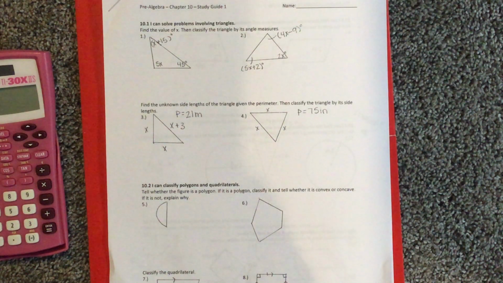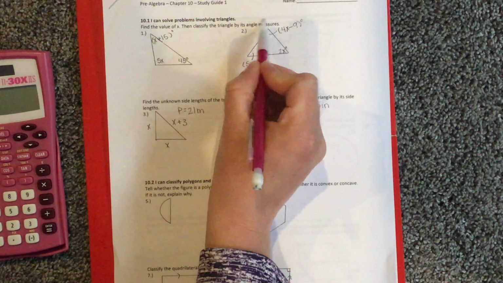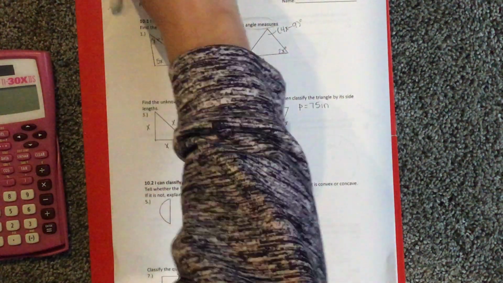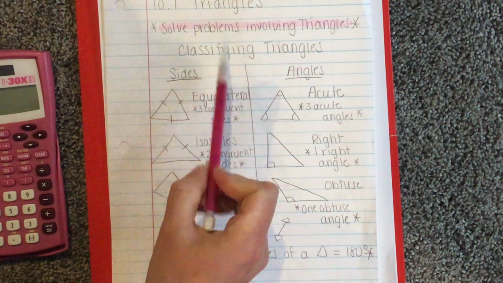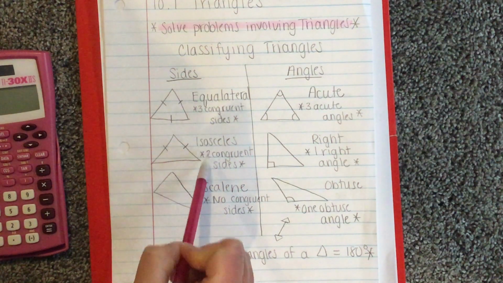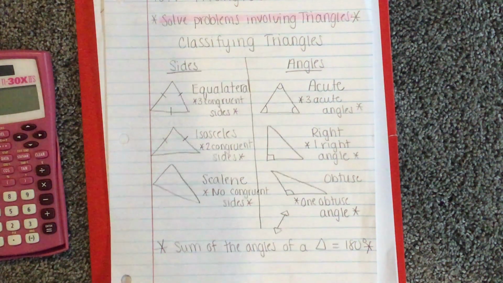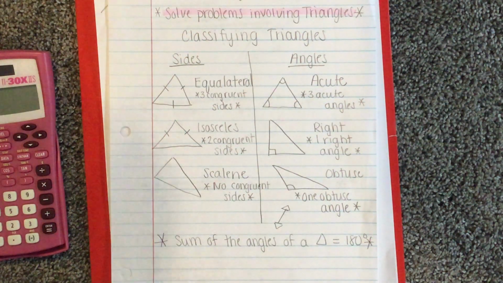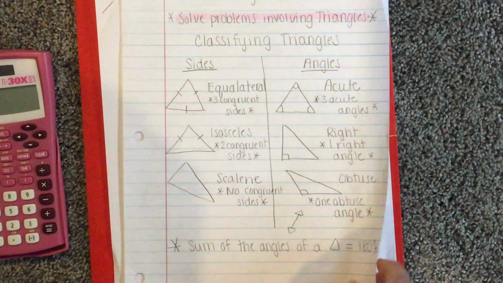Okay, 10.1. I can solve problems involving triangles. Find the value of x, then classify the triangle by its angle measures. If I look back at lesson 10.1, we were classifying triangles by side lengths: equilateral, isosceles, scalene, and by angles: acute, right, and obtuse. And very importantly, it says the sum of the angles of a triangle equals 180 degrees. We're going to need to know that information for this lesson.